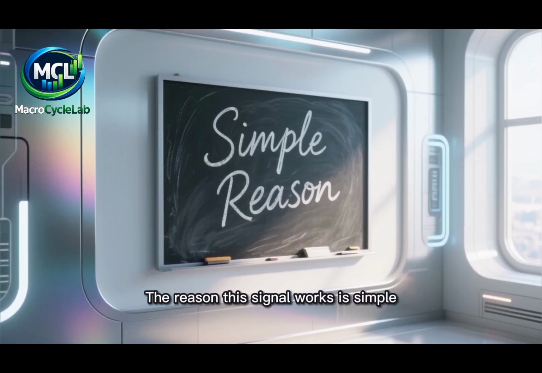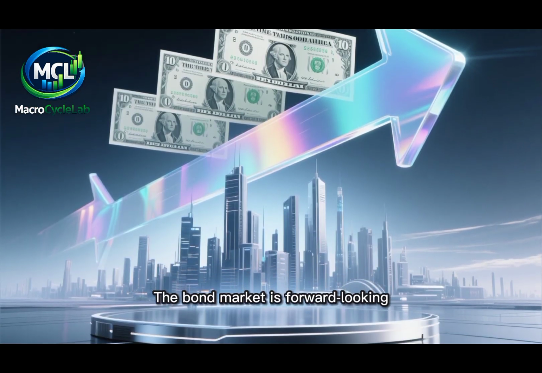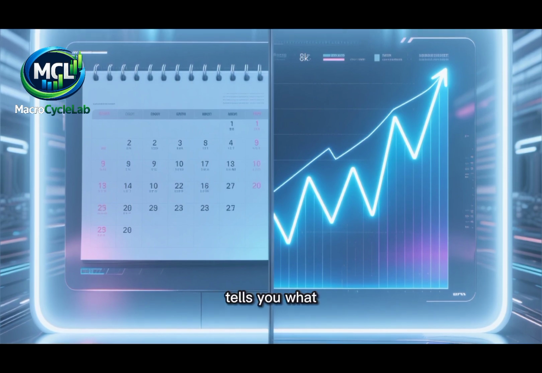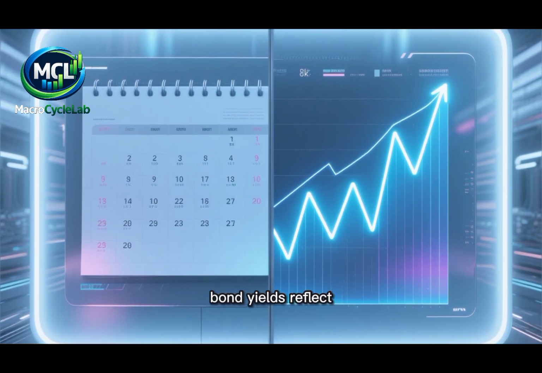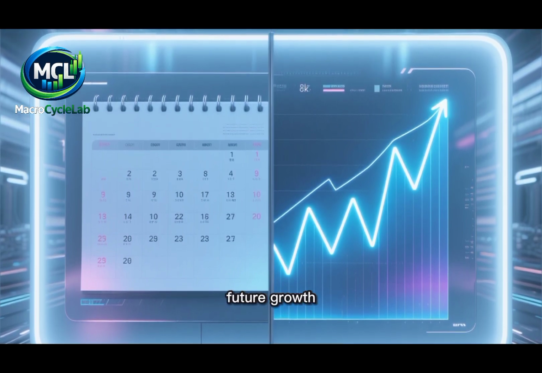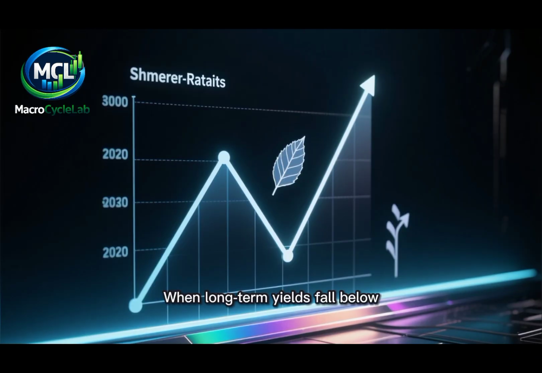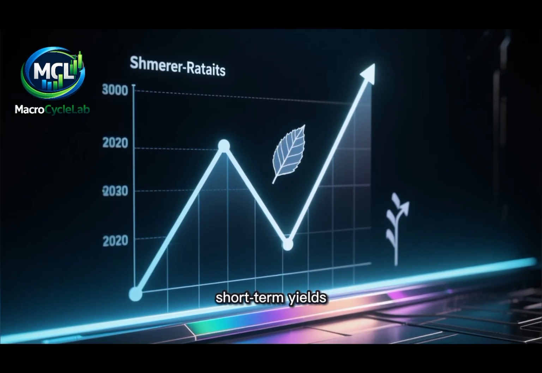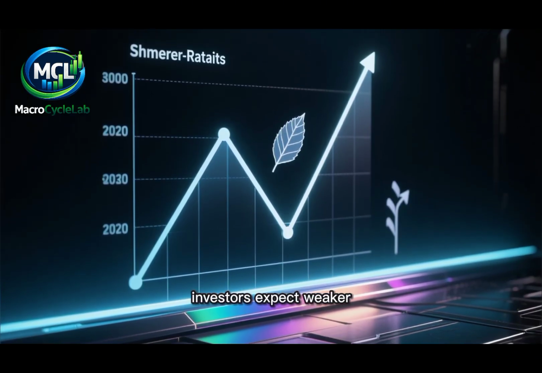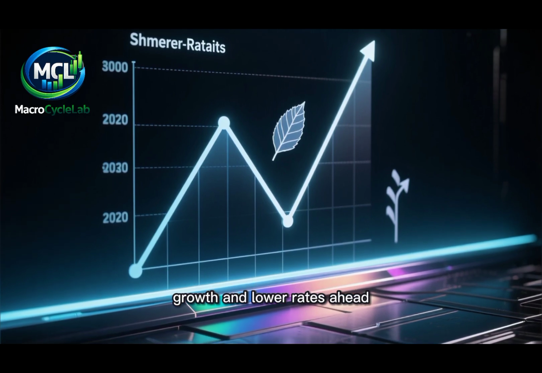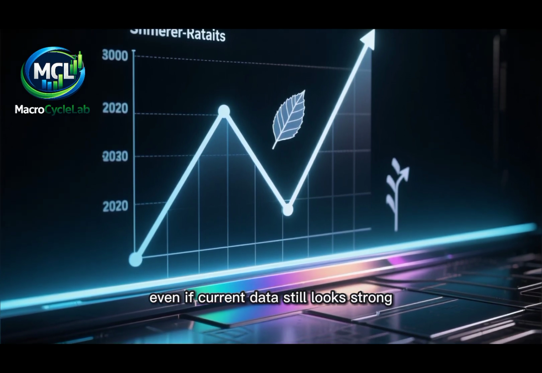The reason this signal works is simple. The bond market is forward-looking. While economic data tells you what already happened, bond yields reflect expectations about future growth, inflation, and policy. When long-term yields fall below short-term yields, it signals that investors expect weaker growth and lower rates ahead, even if current data still looks strong.